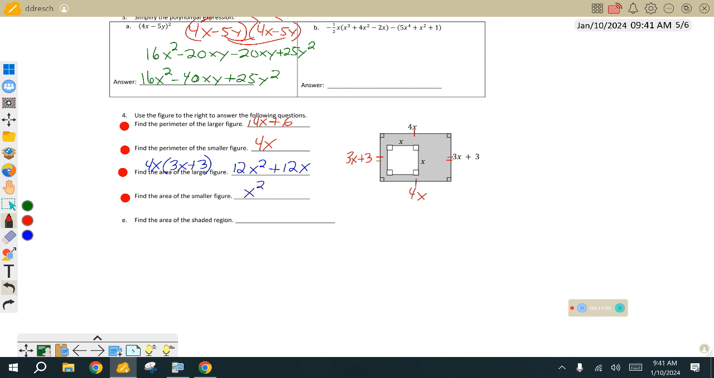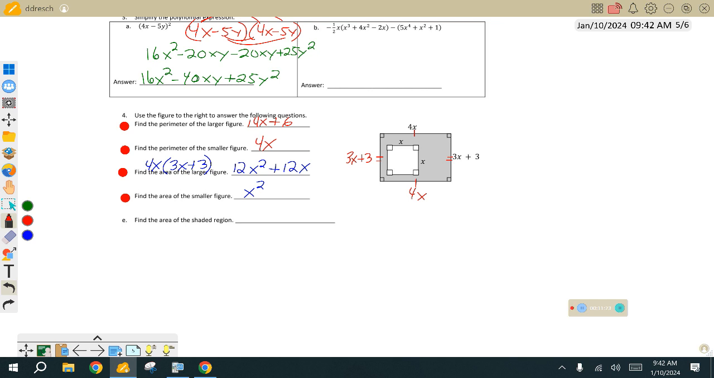X times x is x squared. Which brings me down to the last one. We've done these before. Again, we haven't touched them recently. Second semester, we'll do more work with it. These are our shaded region problems. We want to find the area of these shaded regions, so a square that's been cut out.